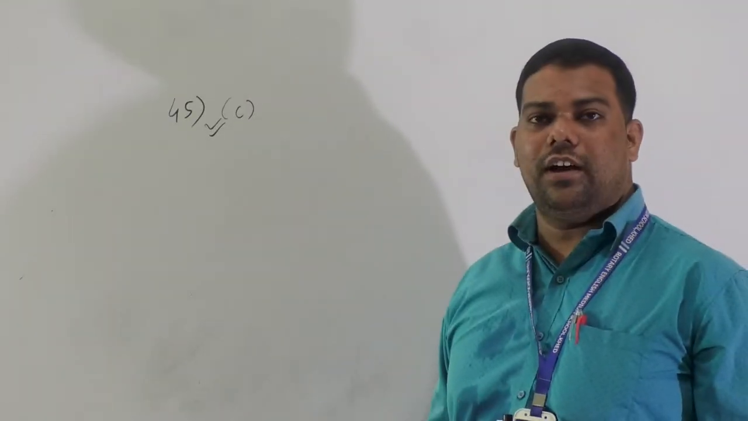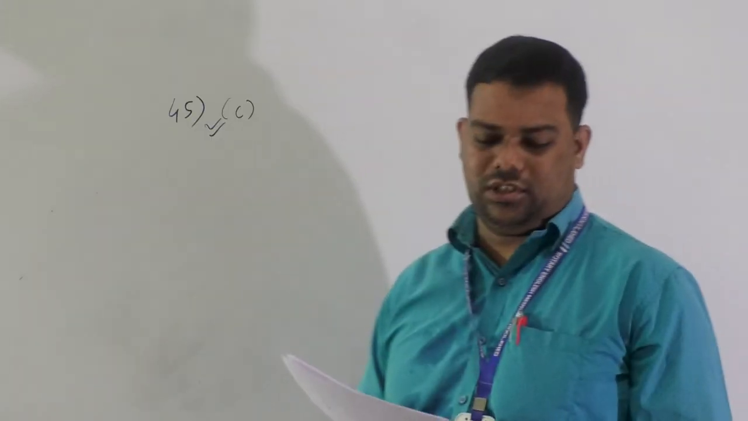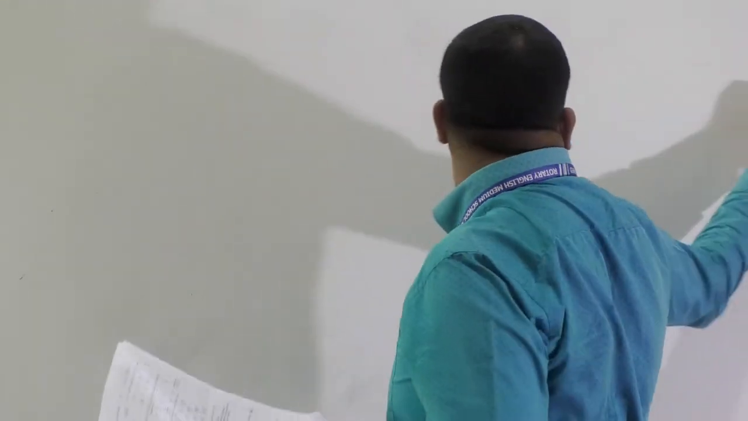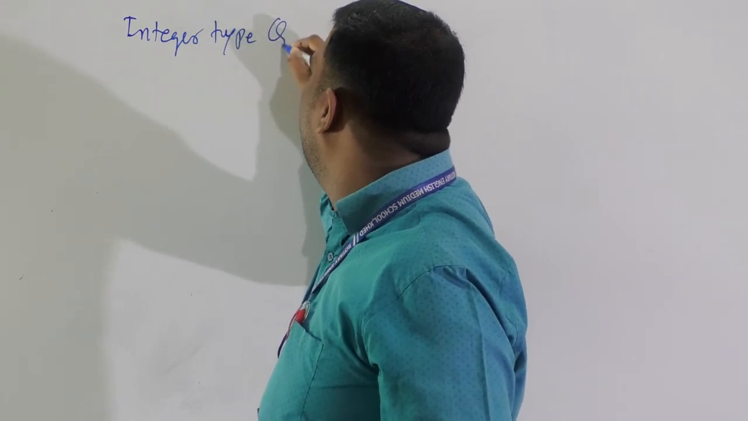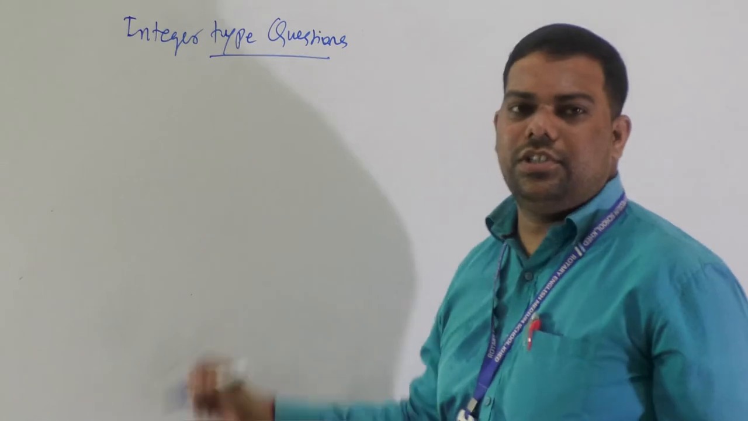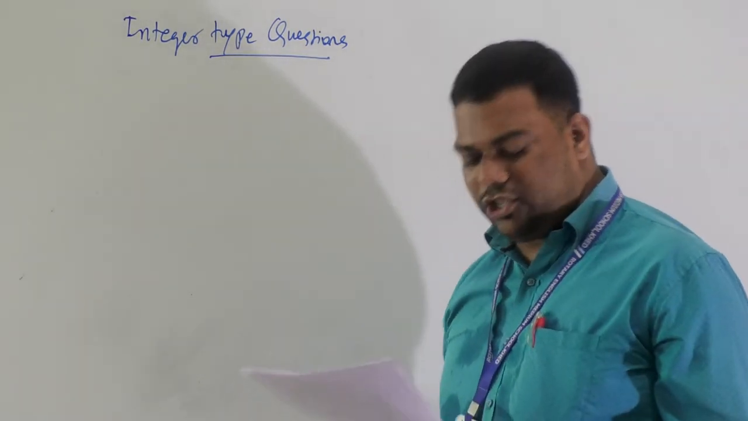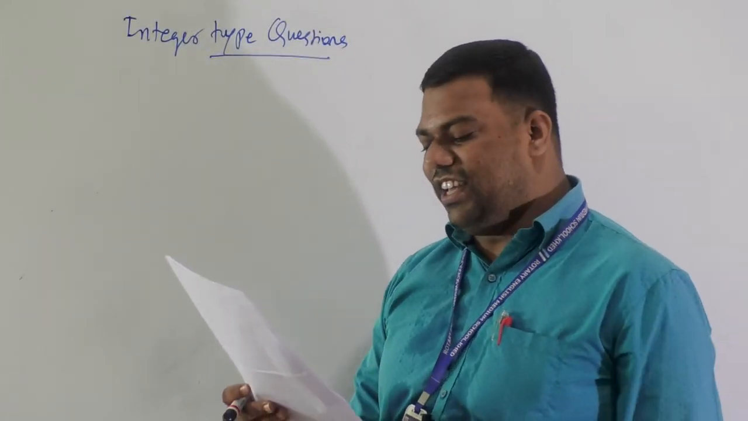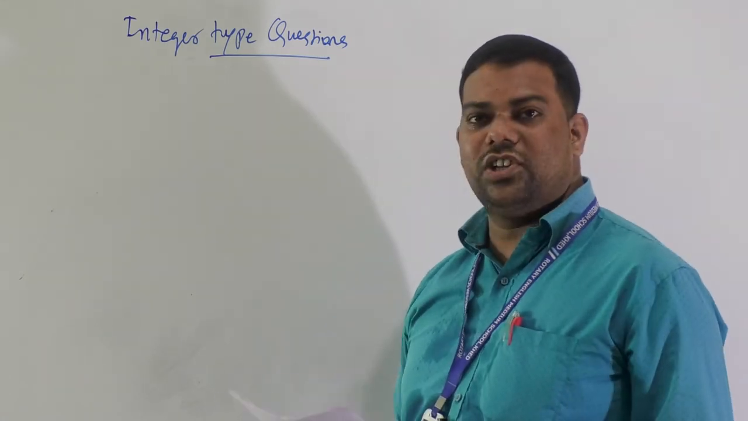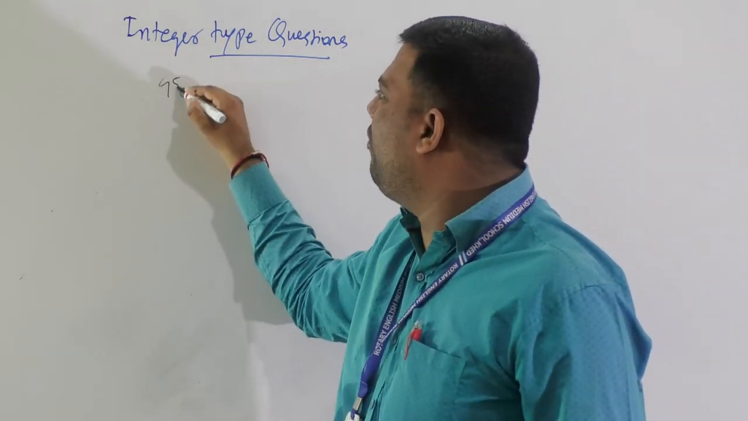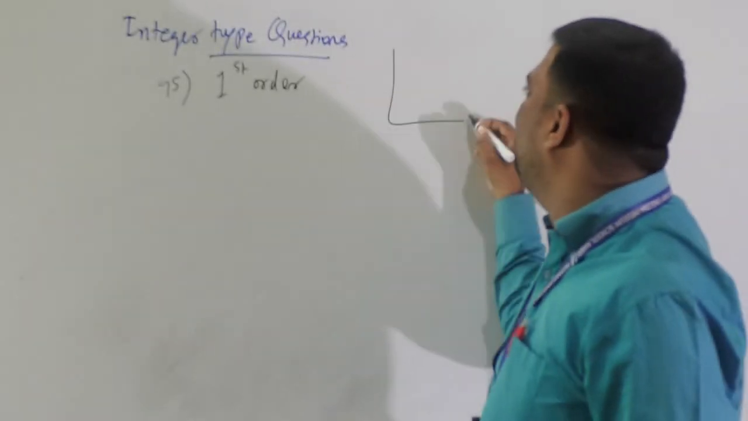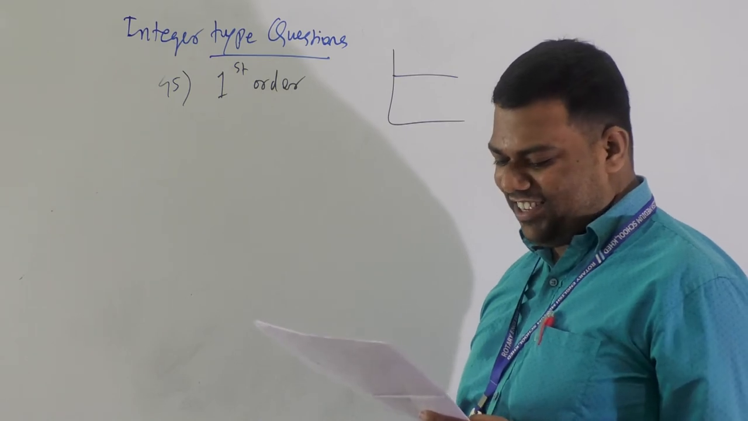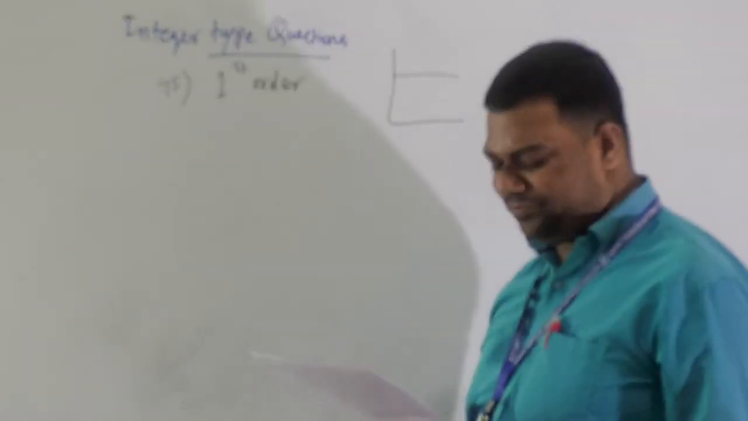So now it's time to calculate our last 5 questions, that is integer type questions. Okay, in integer type questions, say here, for which order reaction is a straight line obtained along with the x-axis by plotting a graph between half-life and initial concentration of A. So obviously it is, question number 45, your first order reaction. First order reaction. So the nature of this graph is like this. Nature of the graph. Okay. Understood?